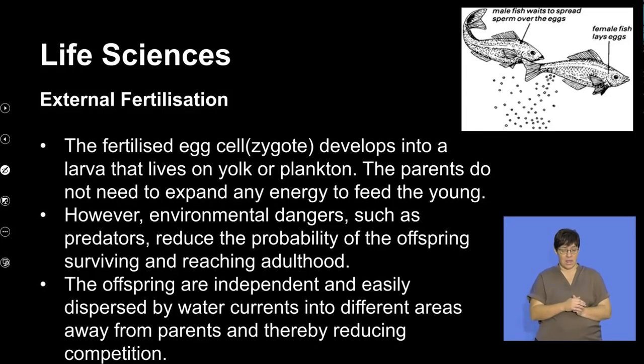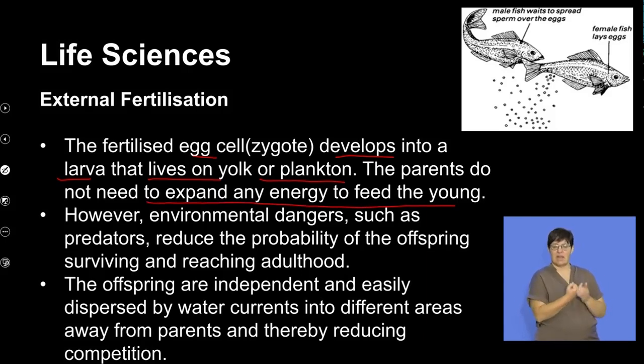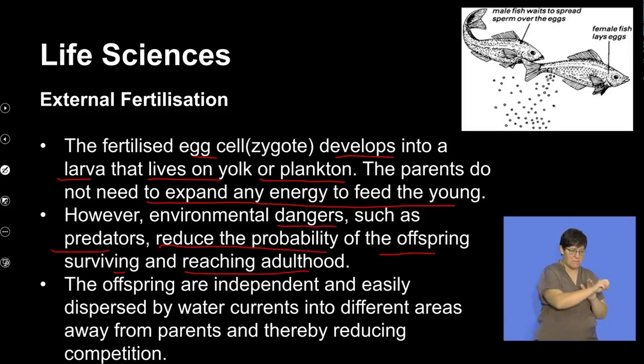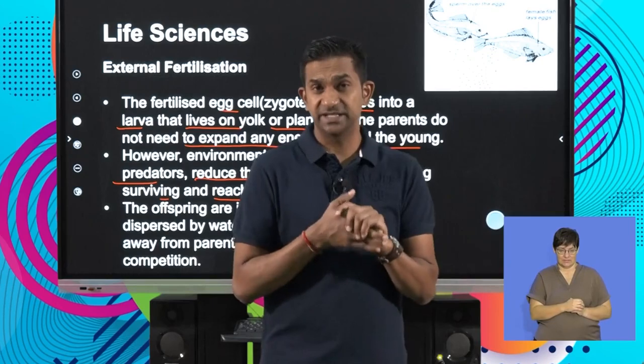We know that the fertilized egg cell, or the zygote, develops into the larva that lives on the yolk and plankton in aquatic organisms. The parents do not need to expend any energy to feed the young, so the young actually develop independently with reserve energy in the yolk. So there's very little parental care, if at all. However, environmental dangers such as predators reduce the probability of the offspring surviving and reaching adulthood. And that is essentially one of the risks involved with external fertilization.